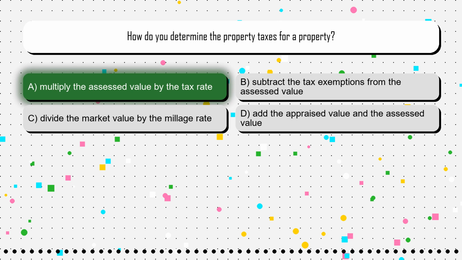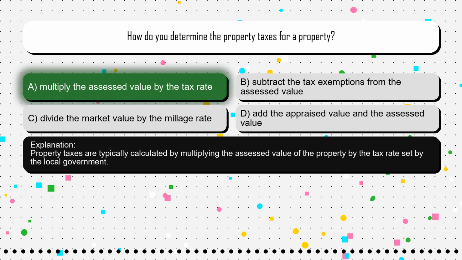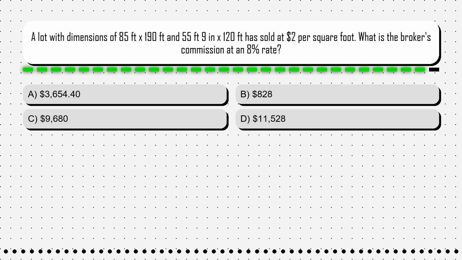The correct answer is option A, multiply the assessed value by the tax rate. Property taxes are typically calculated by multiplying the assessed value of the property by the tax rate set by the local government.